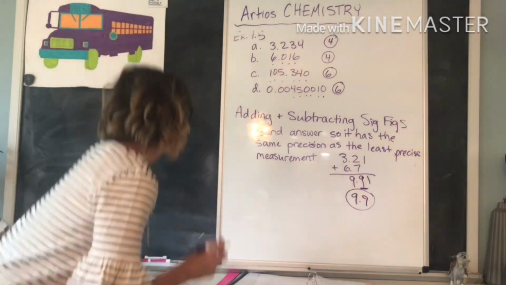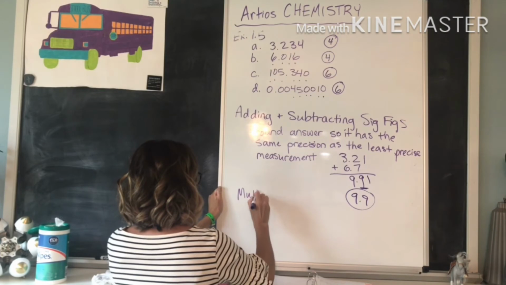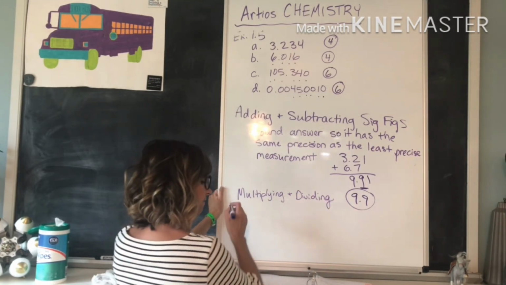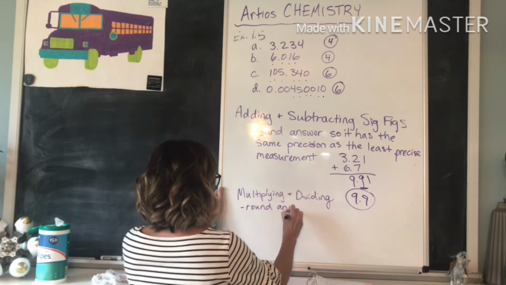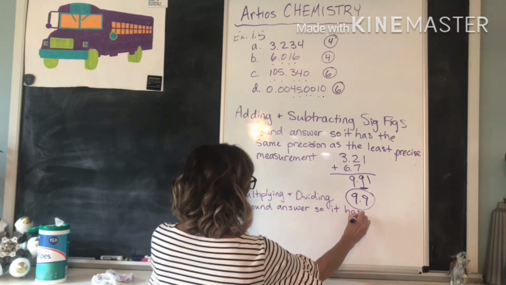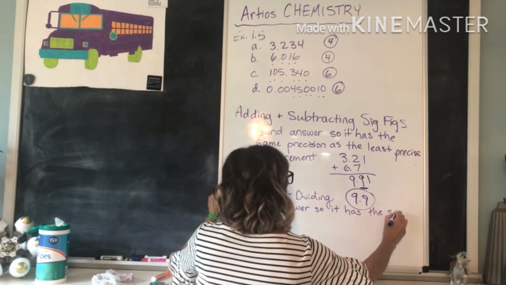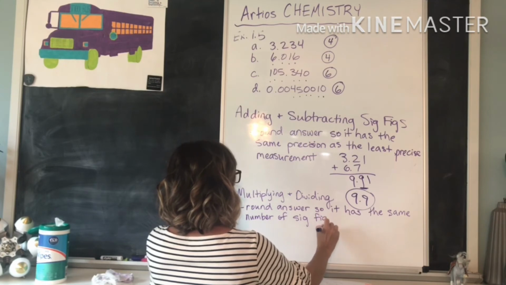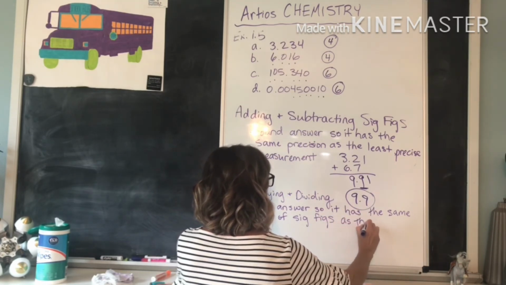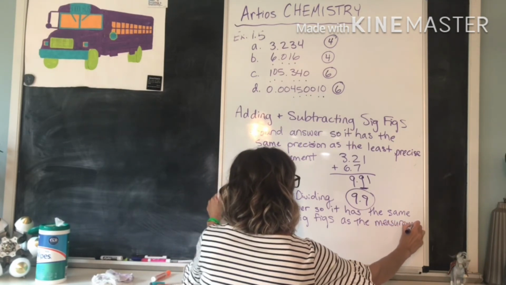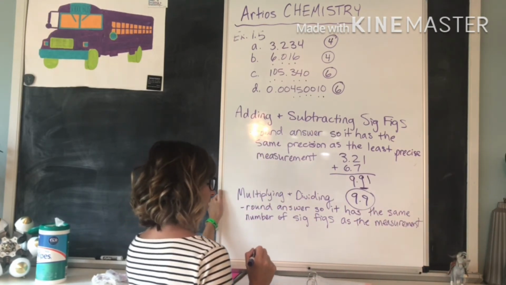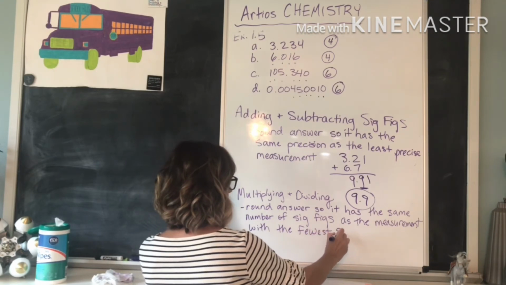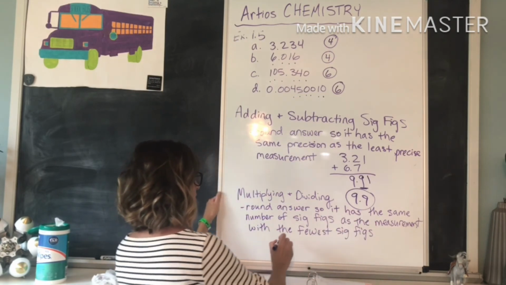And then one more rule, multiplying and dividing. Okay, multiplying and dividing sig figs, round the answer so it has the same number of sig figs as the measurement with the fewest sig figs.